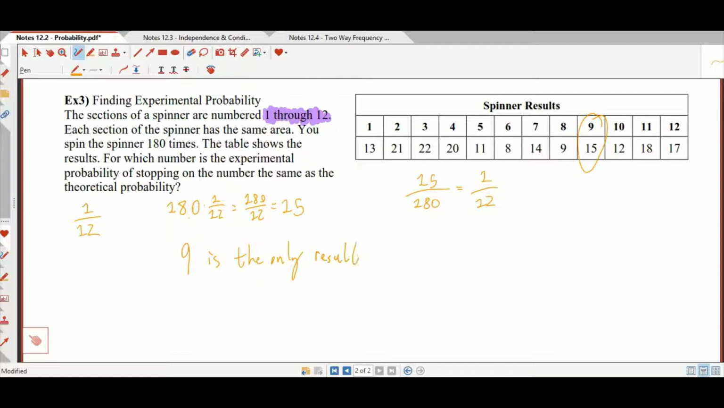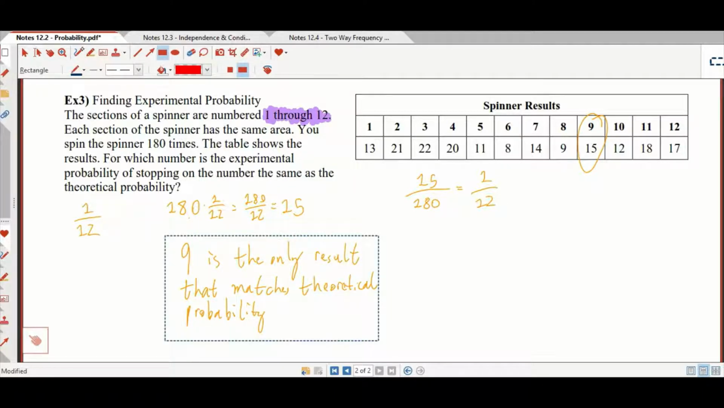So 9 is the only result that matches theoretical probability. And again, if you look at this table of results as a whole, it's actually worth talking about. Do any of these results seem unusual? Like, do you think it's weird you only got 8 sixes, or does that sound within the realm of possibility? How about 22 threes? Those are questions you have to ask yourself, because that's not part of what we're doing in this class this year, but I'd like to bring it up anyway.